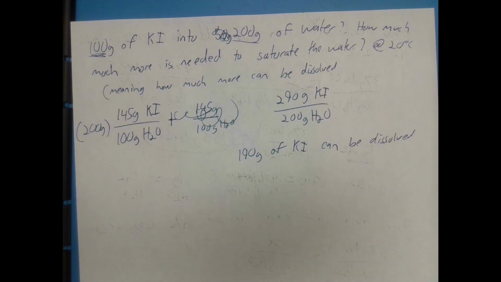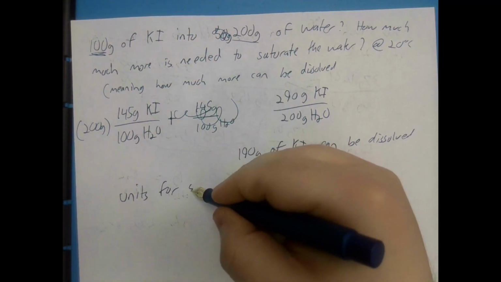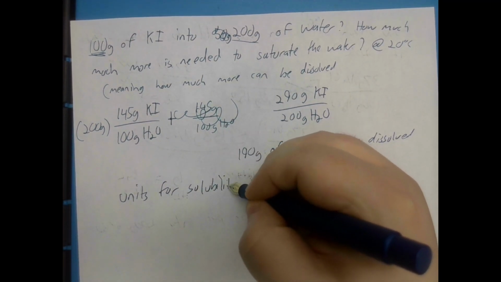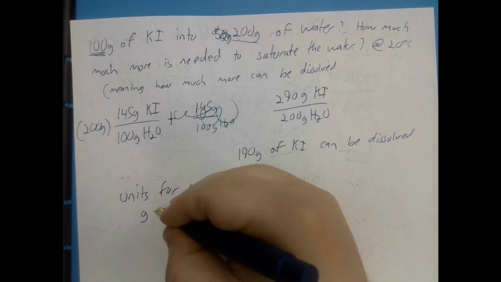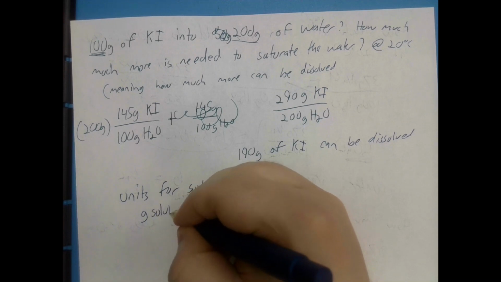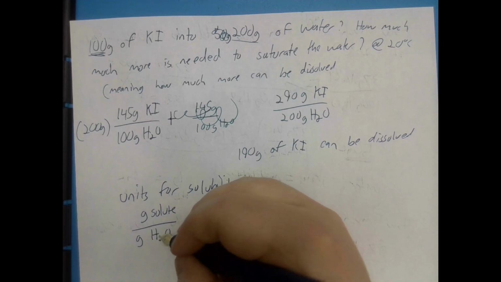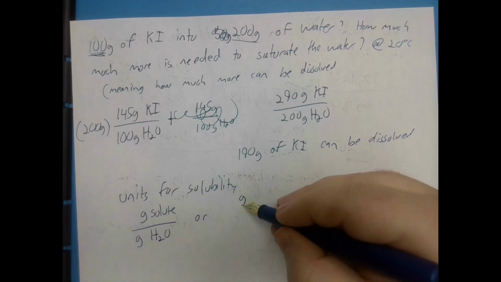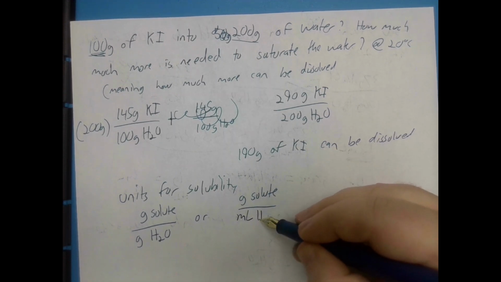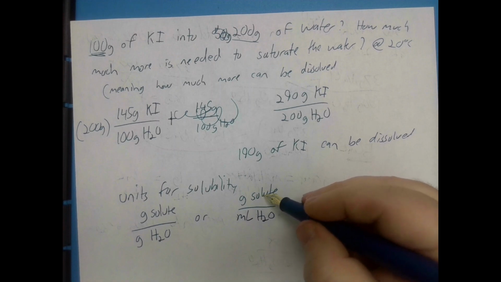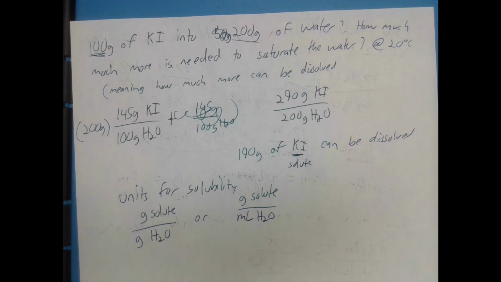Remember that the units for solubility are always grams solute per grams of solvent, and the solvent is always going to be water for this class, or grams solute per milliliters water. And just don't write the word solute. This is the solute here. You put whatever chemical it is.